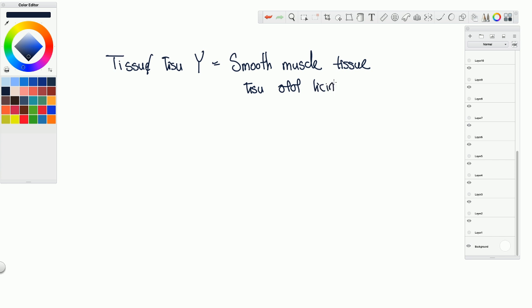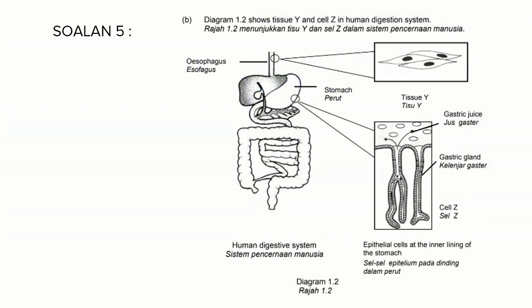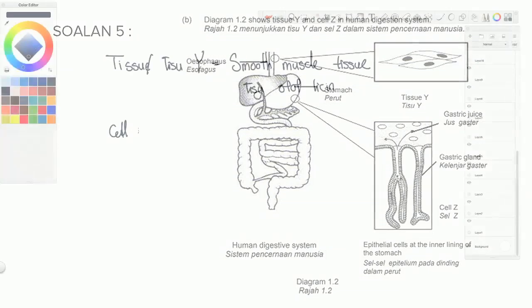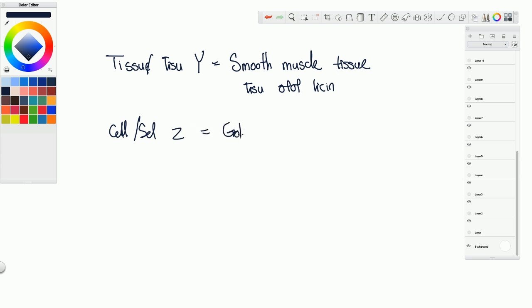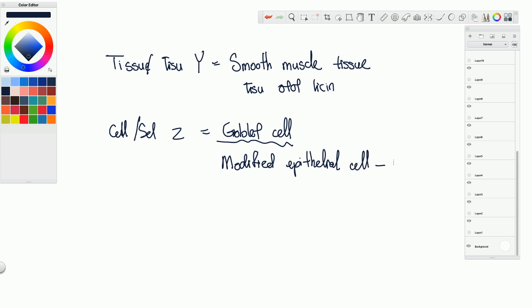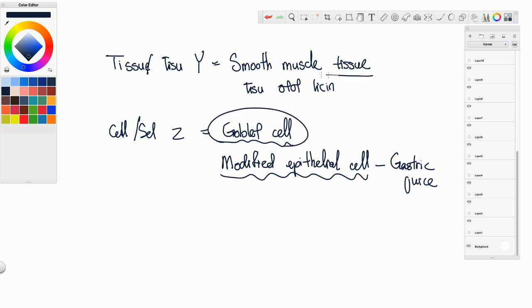Untuk yang sel Z ini is the epithelial cell at the inner lining of the stomach. So ini Z ialah epithelial cell and can produce the gastric juice, can be the goblet cell. Cell Z is actually goblet cell. It's actually the specialized, the modified epithelial cell, yang boleh merembeskan mucus dan jus gastrik. Gastric juice here, they can secrete the gastric juice. So for the Y is the smooth muscle, otot licin.